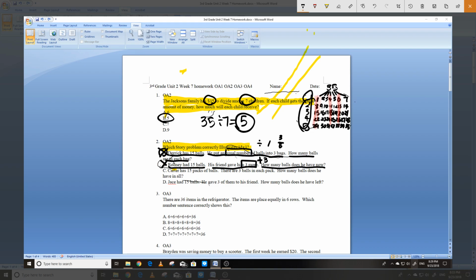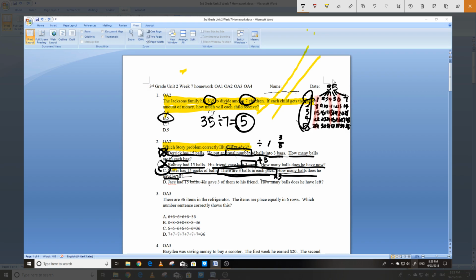Let's take a look at C. It says Carter has 15 packs of balls. There are 3 balls in each pack. How many balls does he have in all? Now, this is strikingly similar to the word problem we have been writing, right? The key here is to recognize that 3 balls in each pack is telling you that you need to multiply by 3. And that is why C is the correct answer.